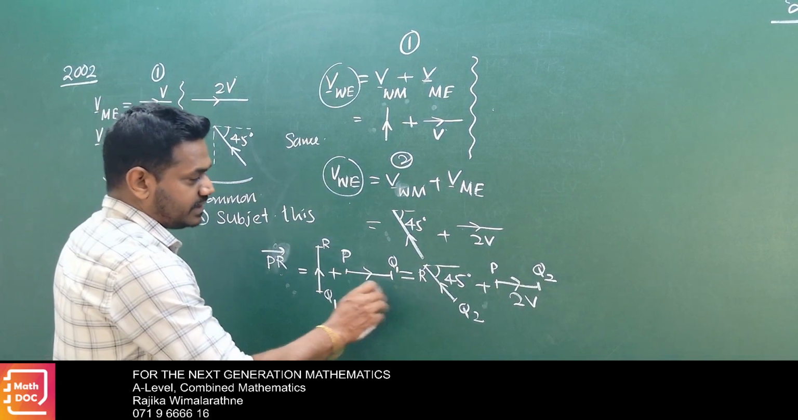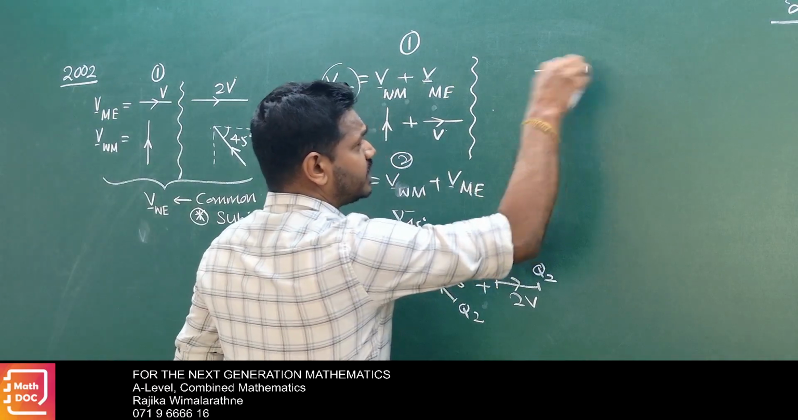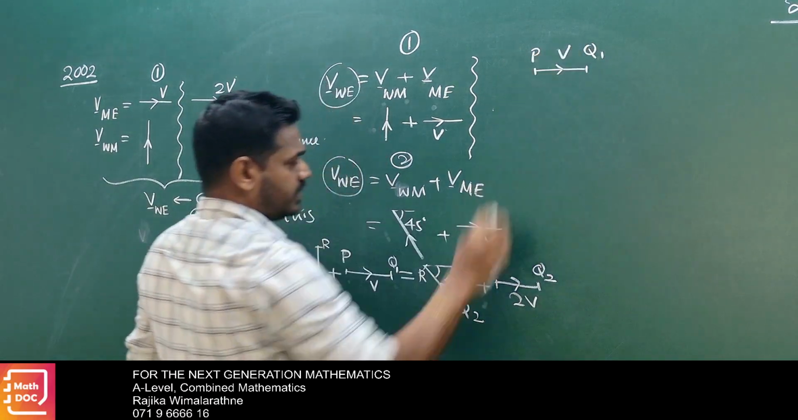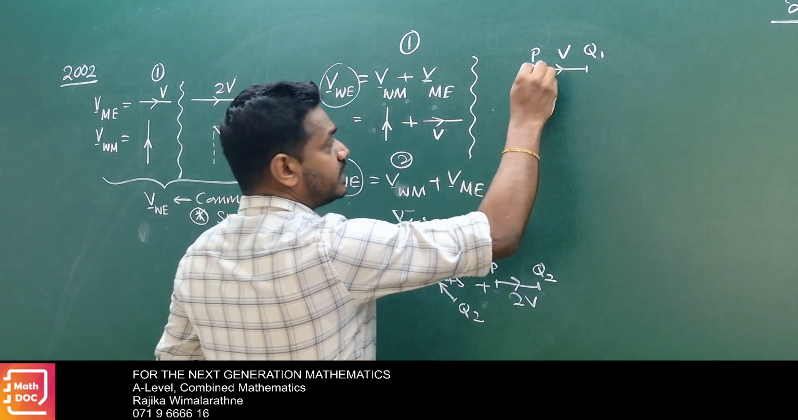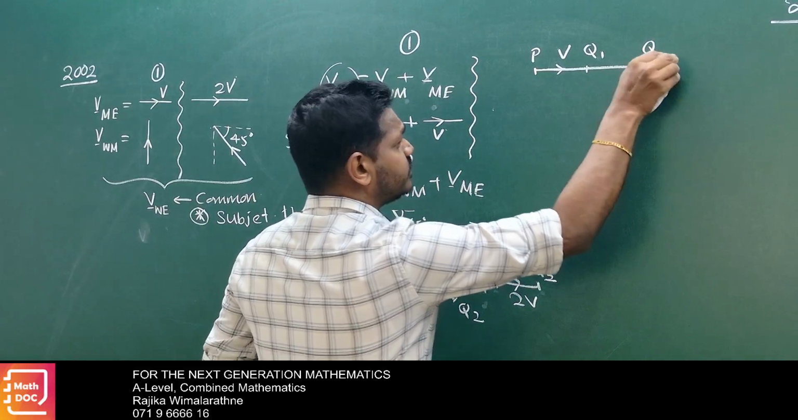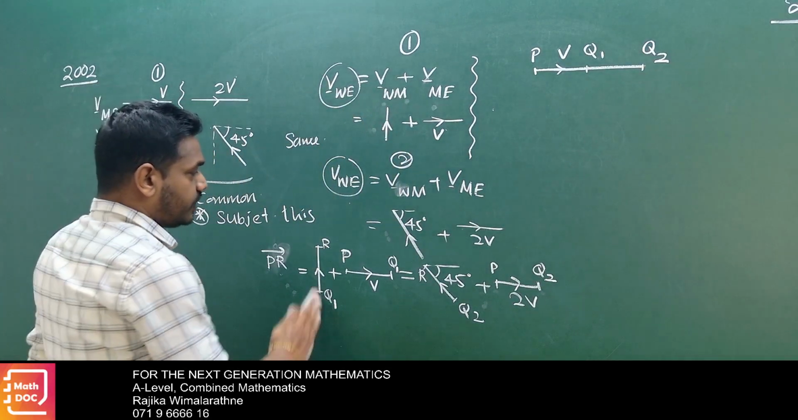Then start sketching PQ1, V. Here PQ1. Then PQ2, 2V, double that length. Then here this will be Q2. Then Q1R.